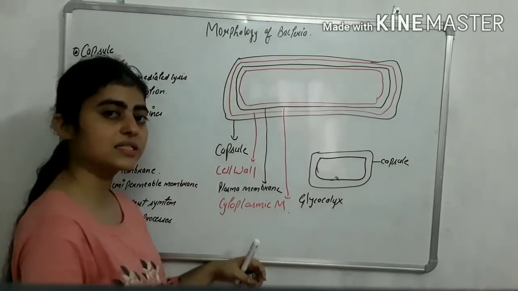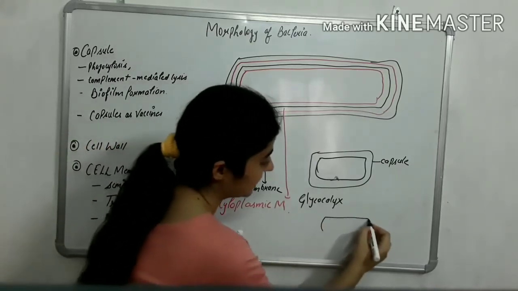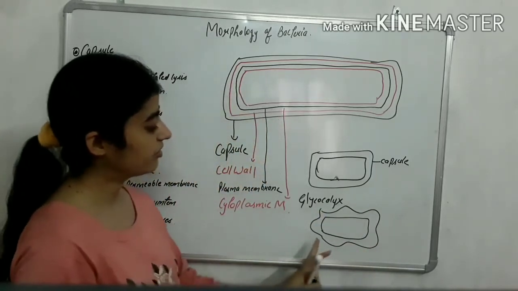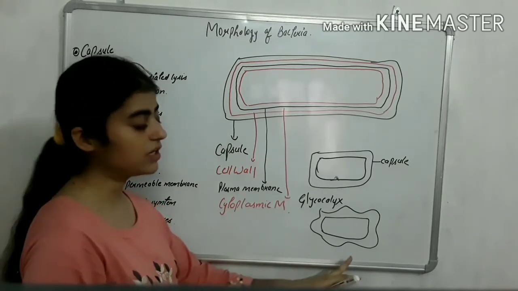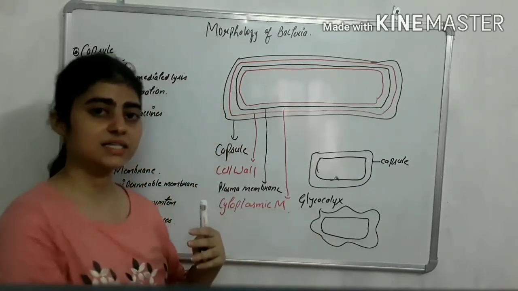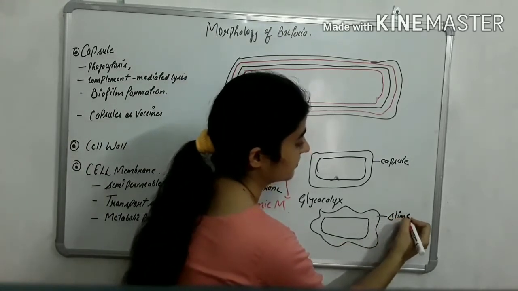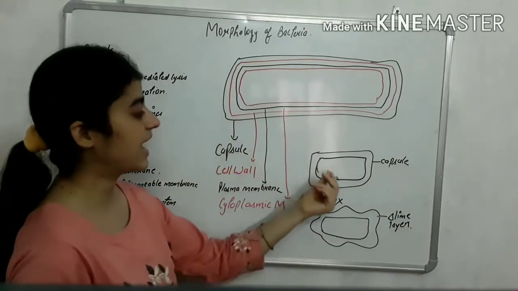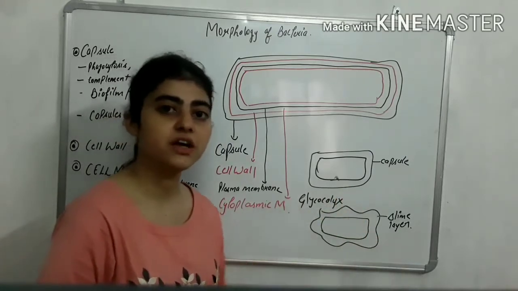But if the glycocalyx is surrounding the bacteria in an unorganized way, for example, if this is the bacteria and this is the glycocalyx present over its surface, then in this condition we say it is a slime layer. We will not say it is a capsule. There is one more difference between the capsule and slime layer: the capsule cannot be washed off easily, but the slime layer is washed off very easily.